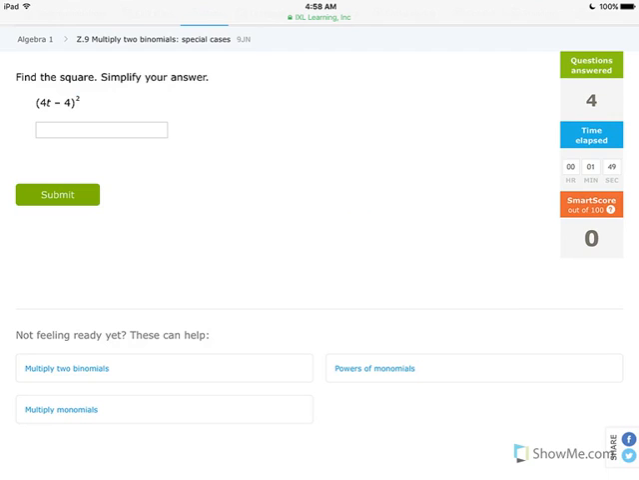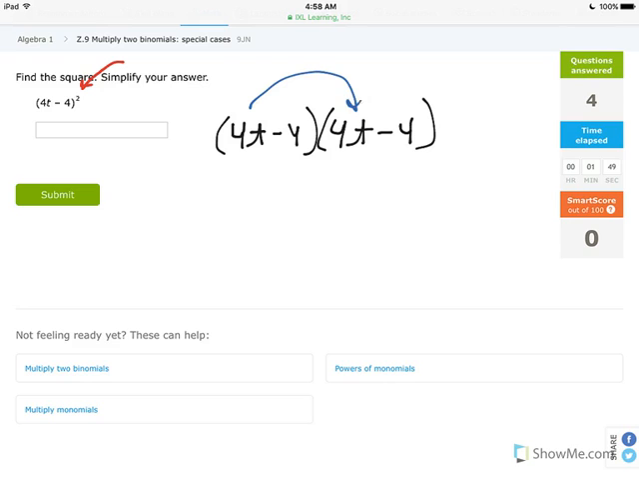And the next one, we're going to need to rewrite this because we have a binomial squared. So rewrite it as 4t minus 4 multiplied by itself, 4t minus 4. So that's something multiplied by itself, 4t minus 4 squared, and then you can multiply. 4 times 4 should get you 16. T times t is t squared. 4 times a negative 4 is negative 16. And then we still have the times t.